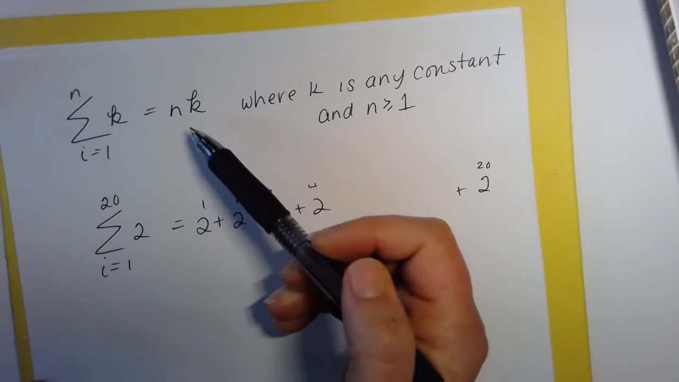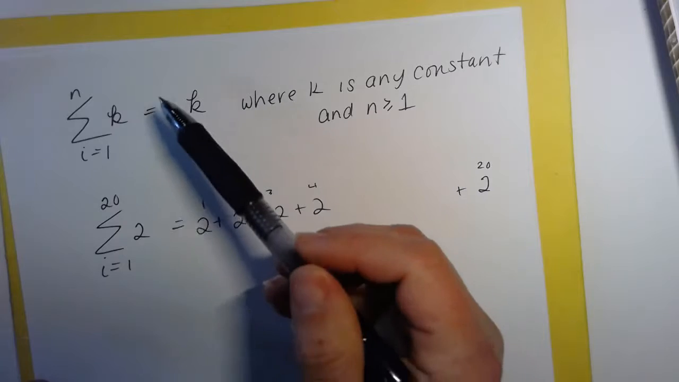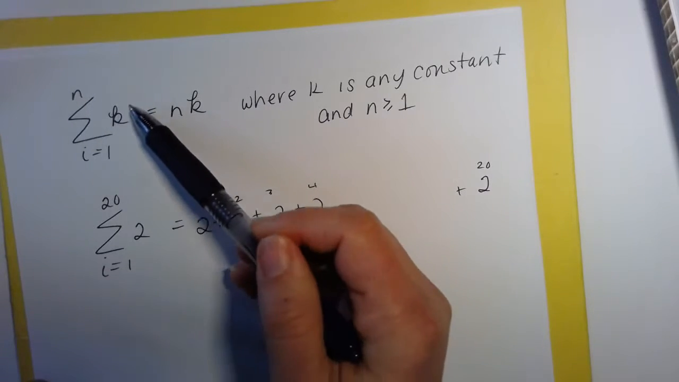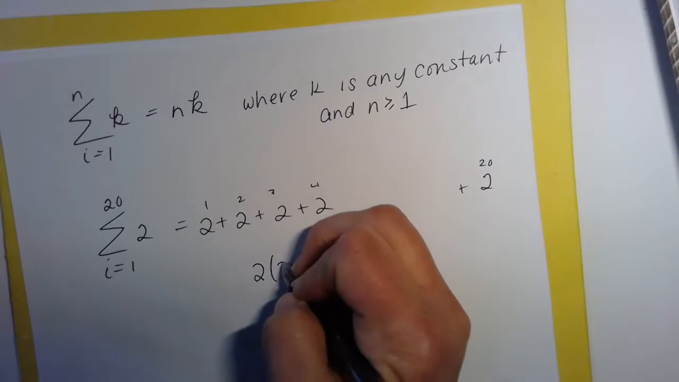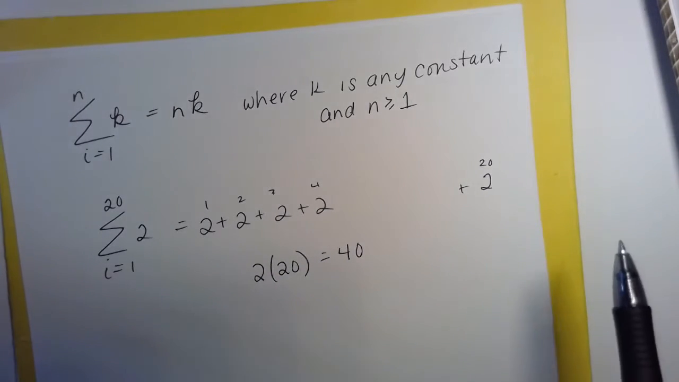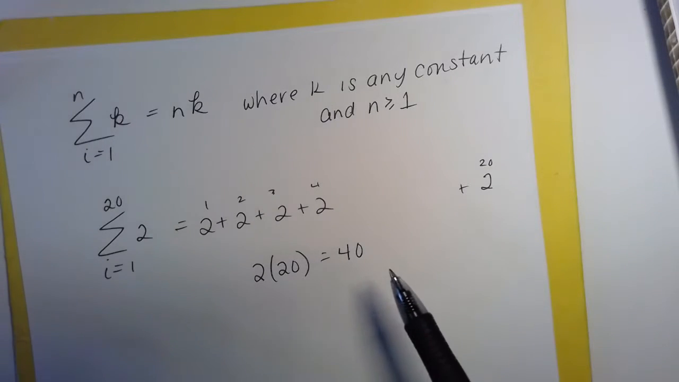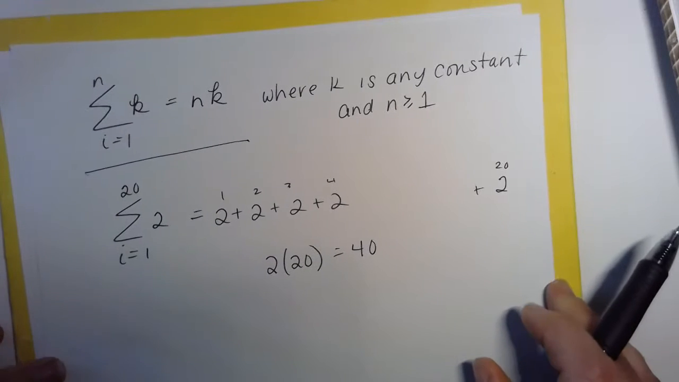And so I have 20 twos that I'm going to add up. This just means I'm going to have this many of these constants. So I can say this is 2 times 20, so I just end up with 40. And if I add up 20 twos, I will in fact get 40. So this is our first way to sum something. Now, this is the most basic example.